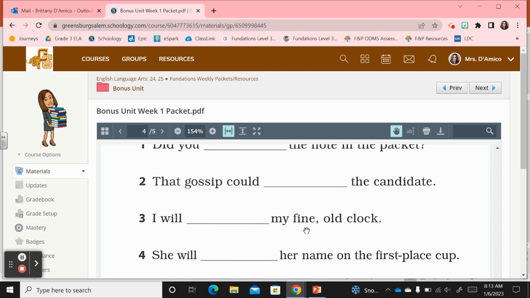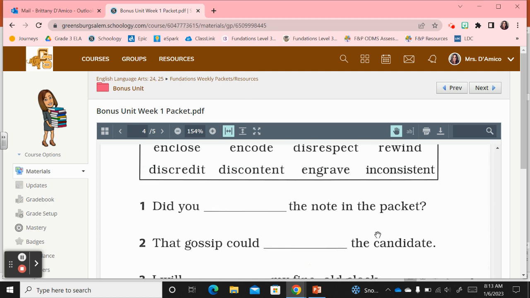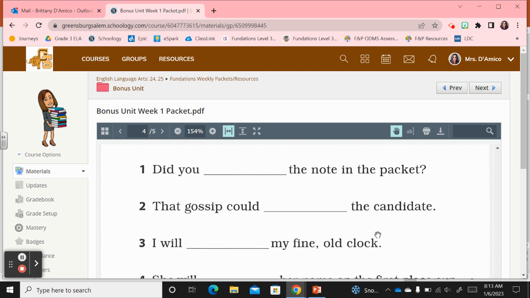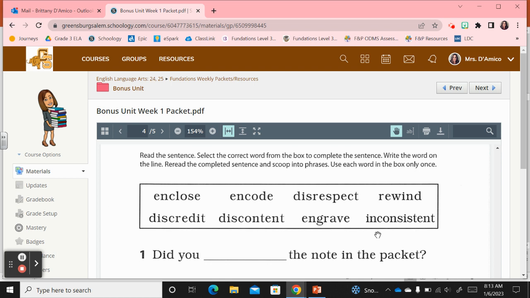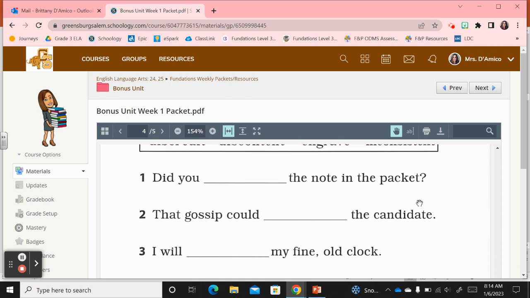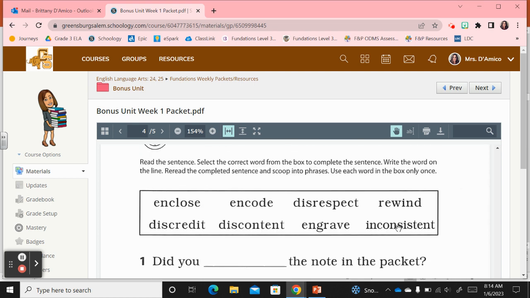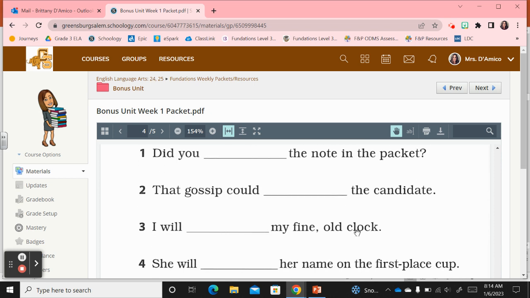I will blank my fine old clock. Well, old clocks, you might not know this, but I'm wondering if it's rewind, because you can wind clocks that are old. I might have to come back to this. Let's see. I will rewind my fine old clock. I think that's the one I'm leaning towards. You could also engrave a clock, I guess, but we might have another sentence for engrave. Let's keep working.